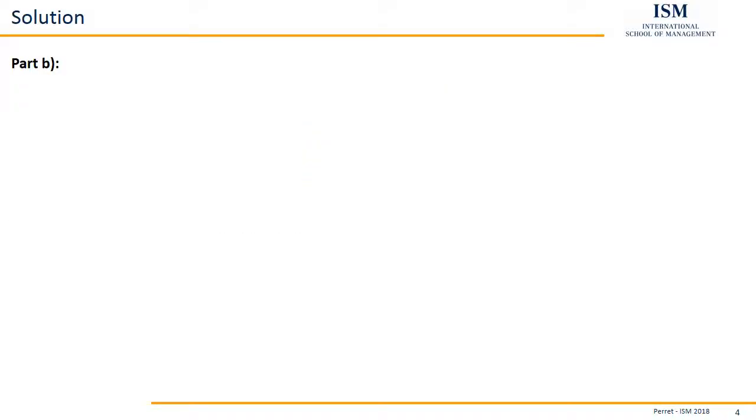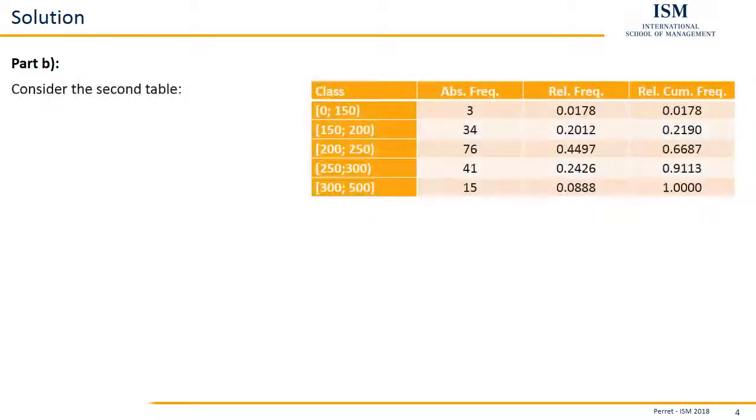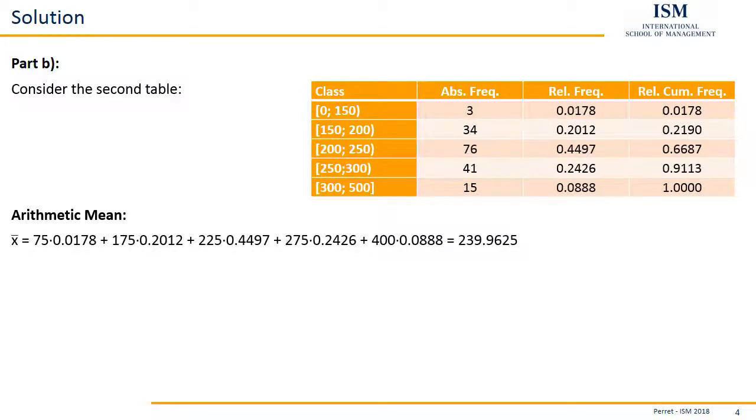For the second part, we basically do the same stuff over again. We consider our table, and from the table we calculate the arithmetic mean. Again, we multiply the class averages with the absolute frequencies and divide this by the overall number of observations. Or, alternatively, as done here in the example, we can directly multiply the class means with the relative frequencies. Whatever you decide on, in the end you will get an arithmetic mean of 239.9625.